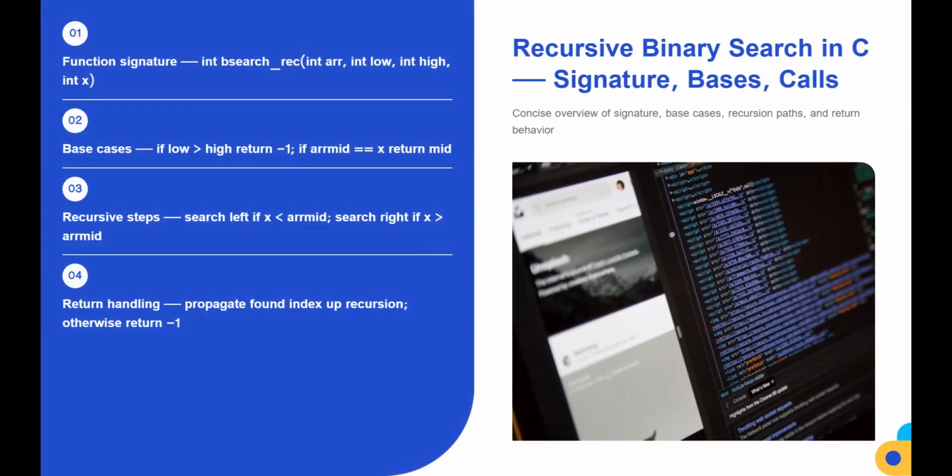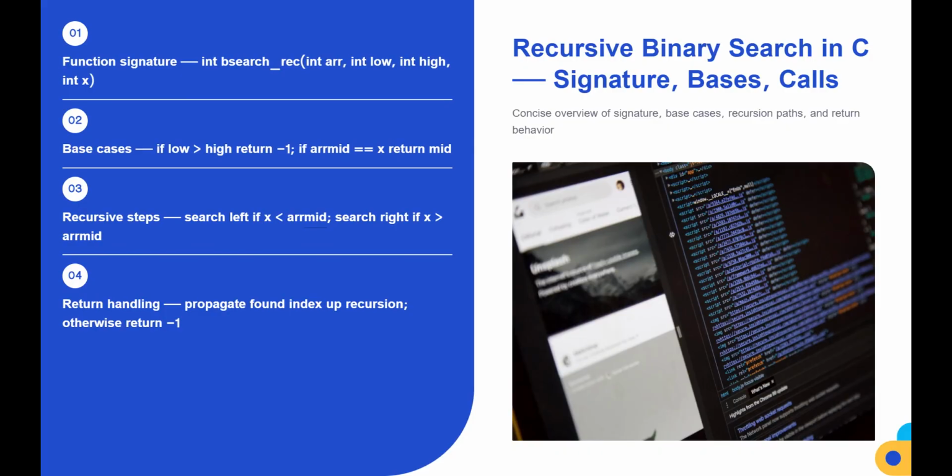Now recursive binary search in C. We will see what conventions are used. Function signature: int binary_search_rec, it is just a function name. We will just call it binary search recursion. Inside that, int array, int low, int high, int x.